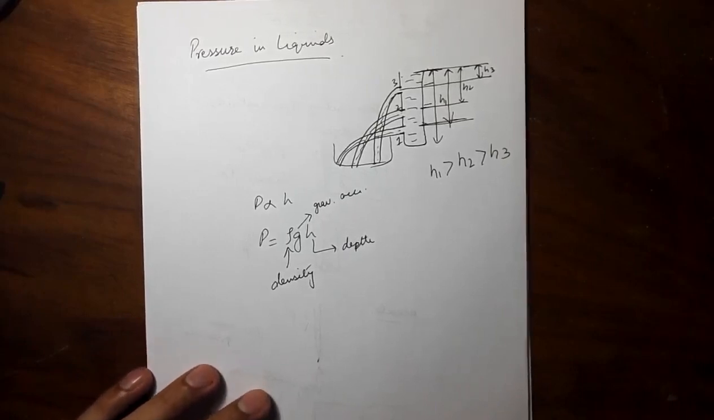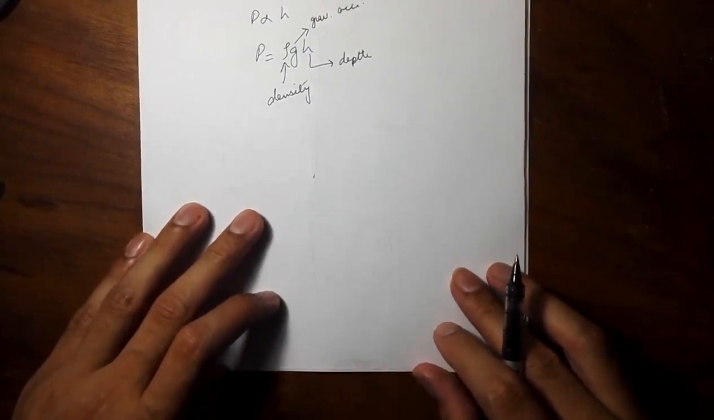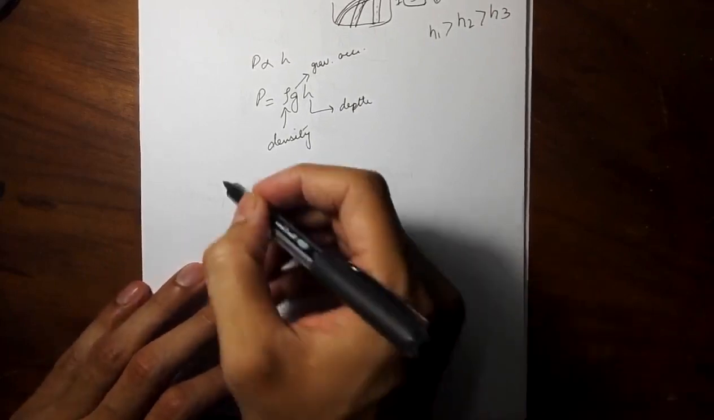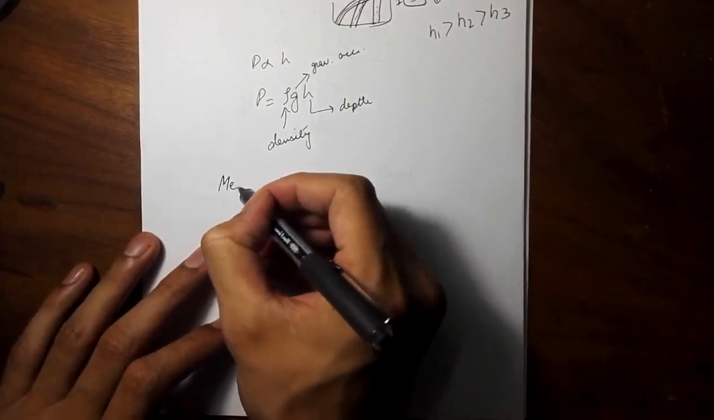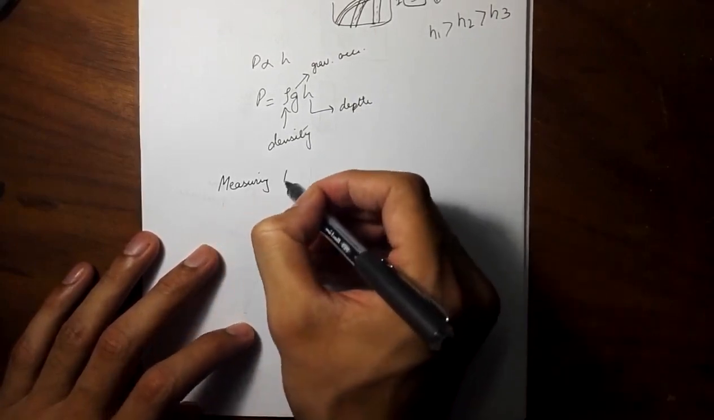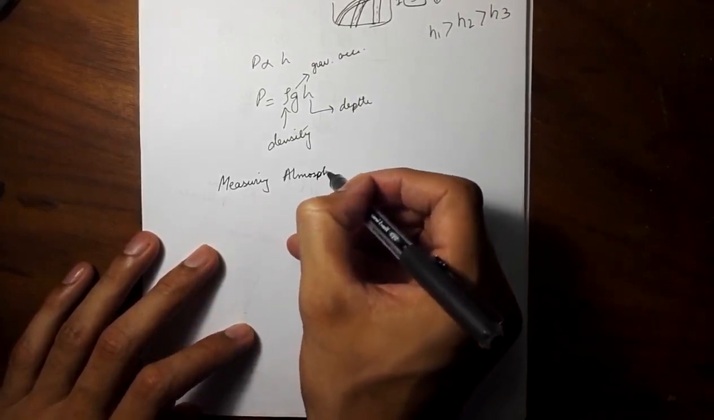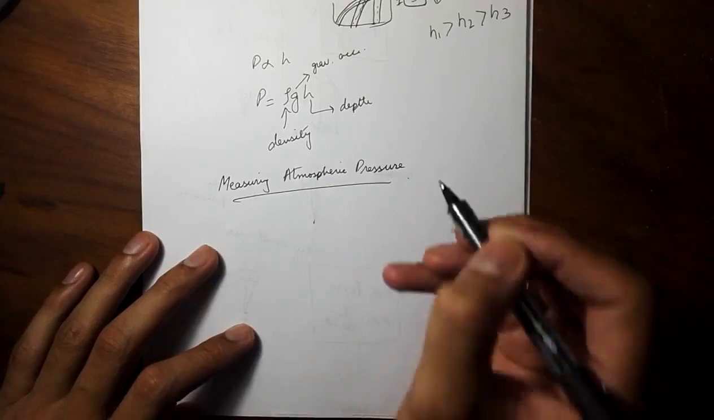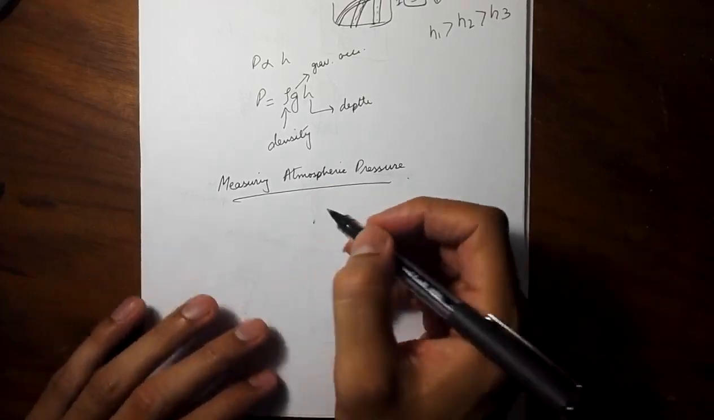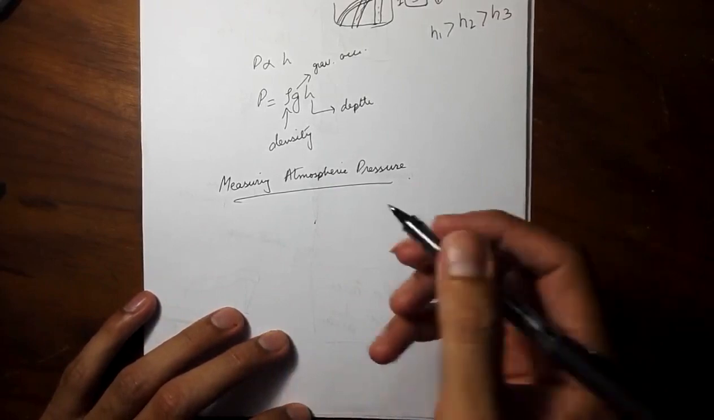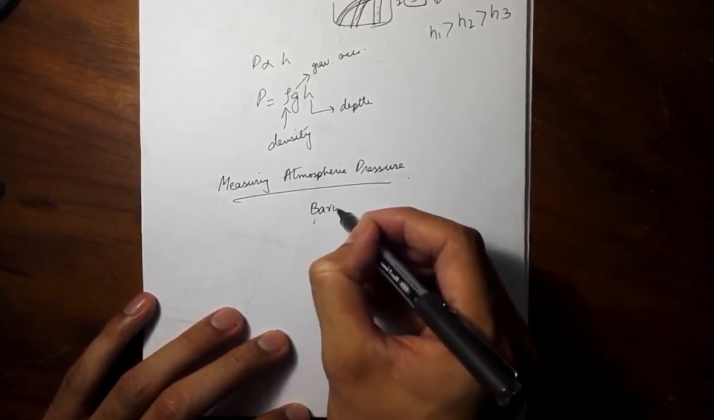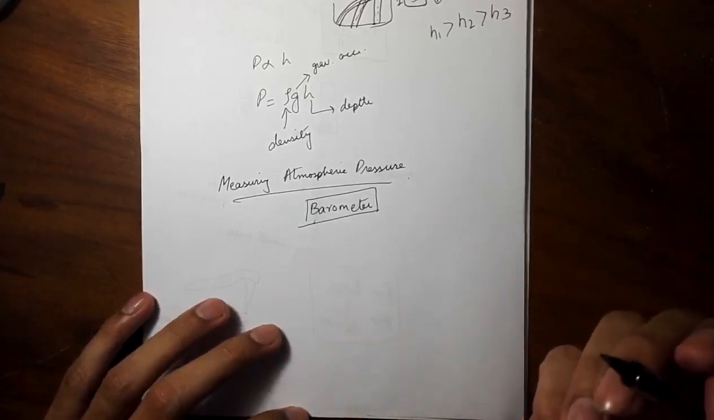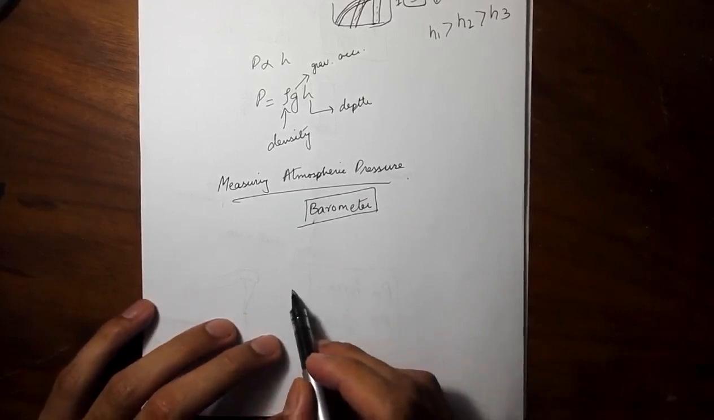Now what if we have to measure the pressure, the atmospheric pressure, the pressure on our atmosphere? How will we measure the atmospheric pressure? Measuring atmospheric pressure. We measure atmospheric pressure by using an instrument called barometer. You can memorize this instrument. It might come in your MCQs. Barometer. So how does a barometer work?